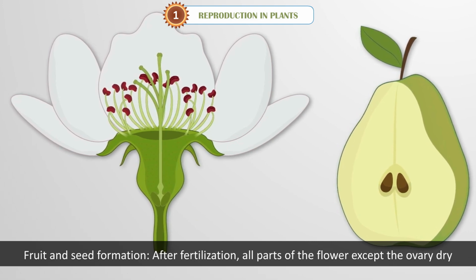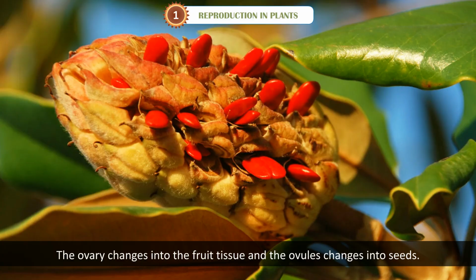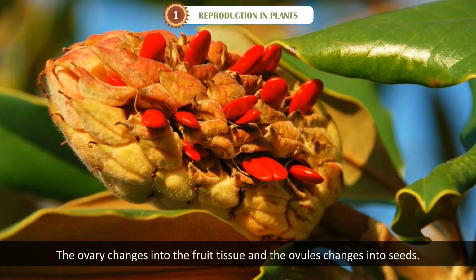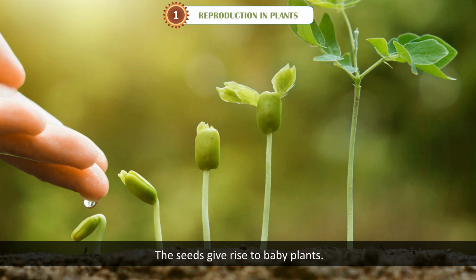Fruit and seed formation. After fertilization, all parts of the flower except the ovary dry and fall off. The ovary changes into the fruit tissue and the ovules change into seeds. The seeds give rise to baby plants.